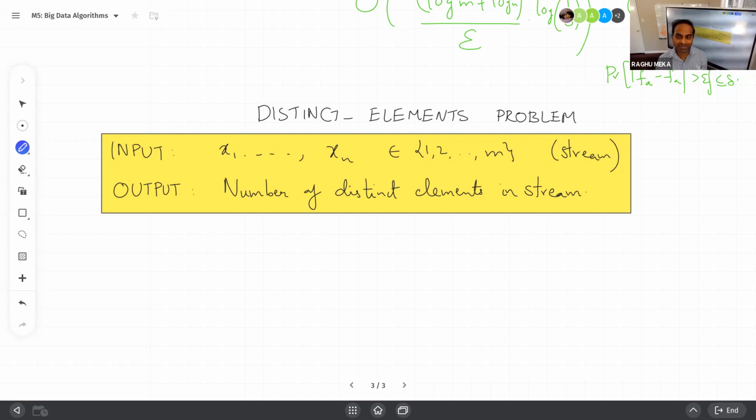Any suggestions? Did anyone have any? Just think of what would you sort of try, for instance, if I ask you to count the number of distinct elements.